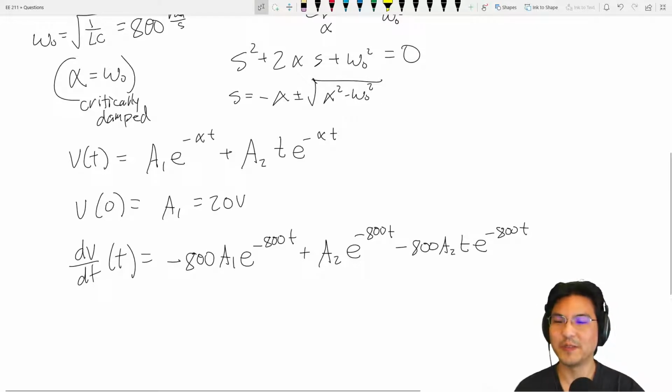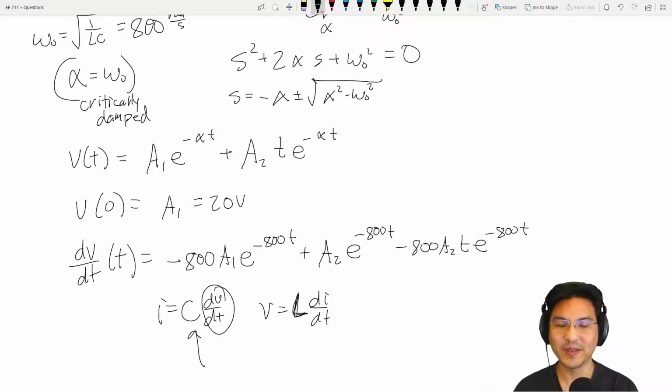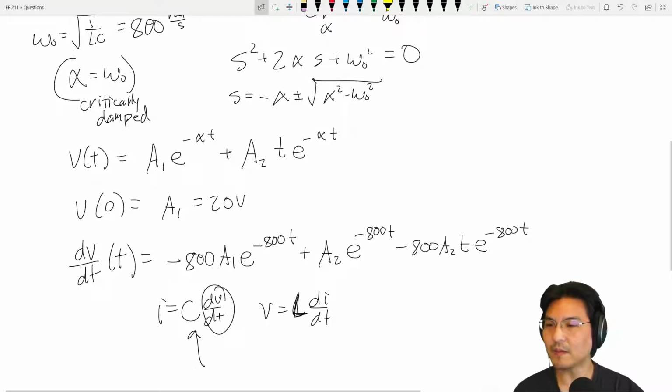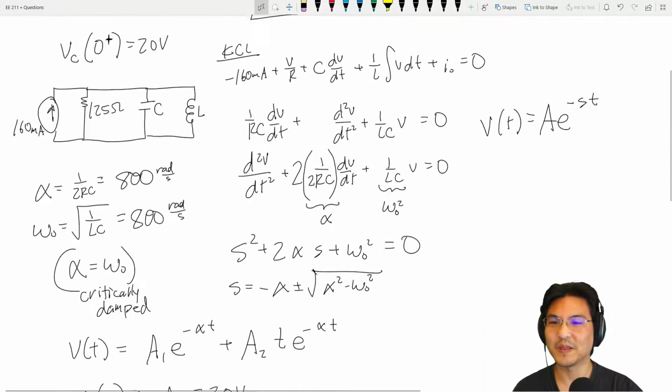Do we know dV/dt? Right, so where do we see dV/dt? Here, which means we need to look at the capacitor. Okay, so for the capacitor, we need to know the current. So we need to know the current in the capacitor at t equal to 0. Let me draw another picture.